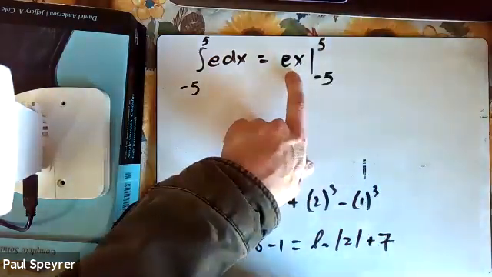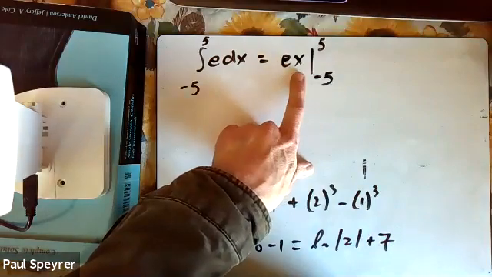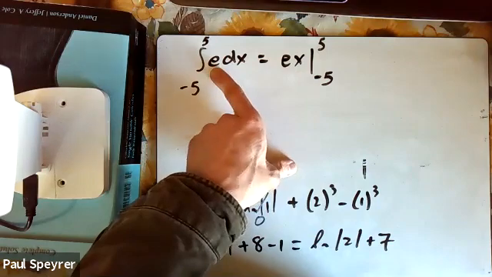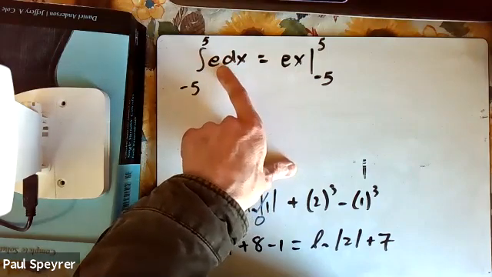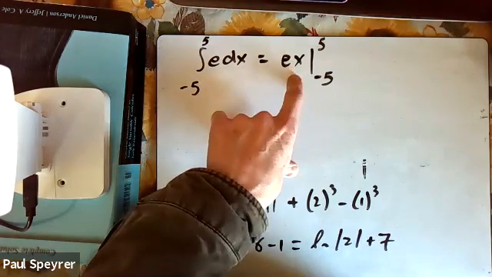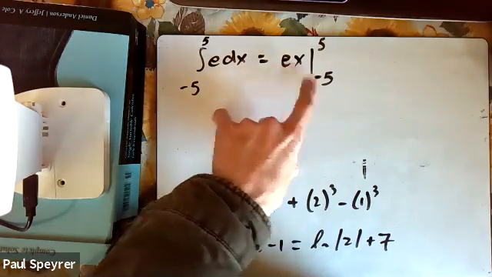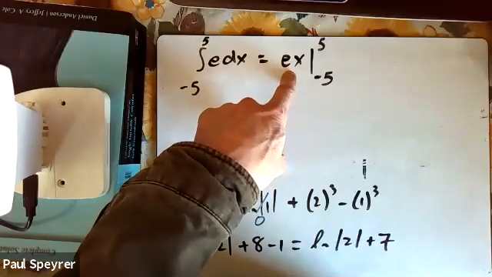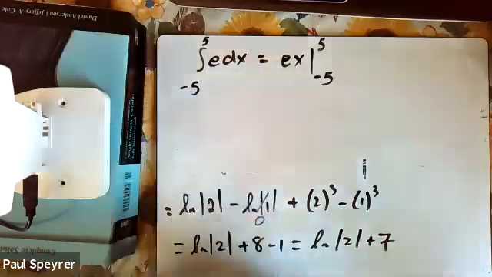Remember, how do we check this? What's the derivative of ex? It would just be e, right? Like if this was 7 dx, the antiderivative of 7 is 7x, and the derivative of 7x would be 7, right? Same thing right here. Don't get this confused. Don't think e is a variable. It's not. It's a constant.